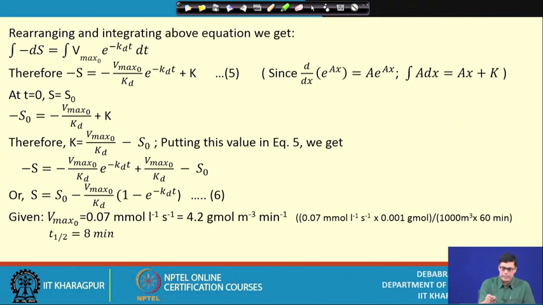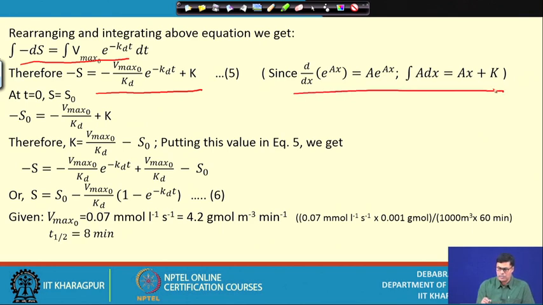Now if we integrate that particular value, minus dS is Vmax e to the power minus KD into dt, and this equation is coming like this. And we know this kind of integration: d by dx of e to the power ax equals a e to the power ax, so the integral of e to the power ax dx is e to the power ax by a plus K. If we apply the same thing here, this equation we can solve in this form.